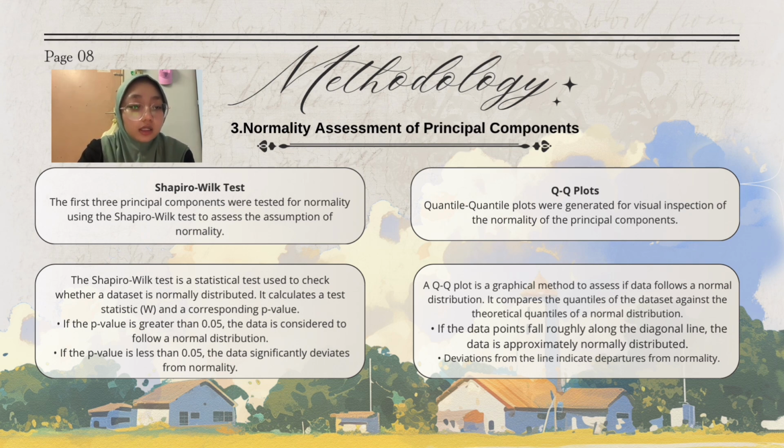For the QQ plot, this will be generated for visual inspection of the normality of the principal components. A QQ plot is a graphical method to assess if data follows a normal distribution. It compares the quantiles of the dataset against the theoretical quantiles of a normal distribution.